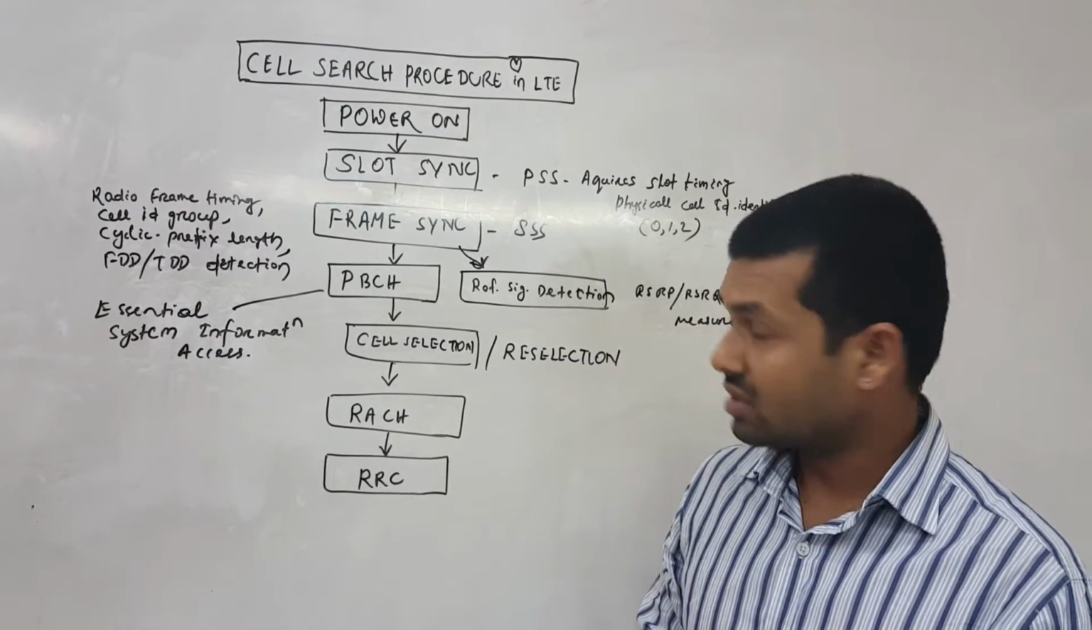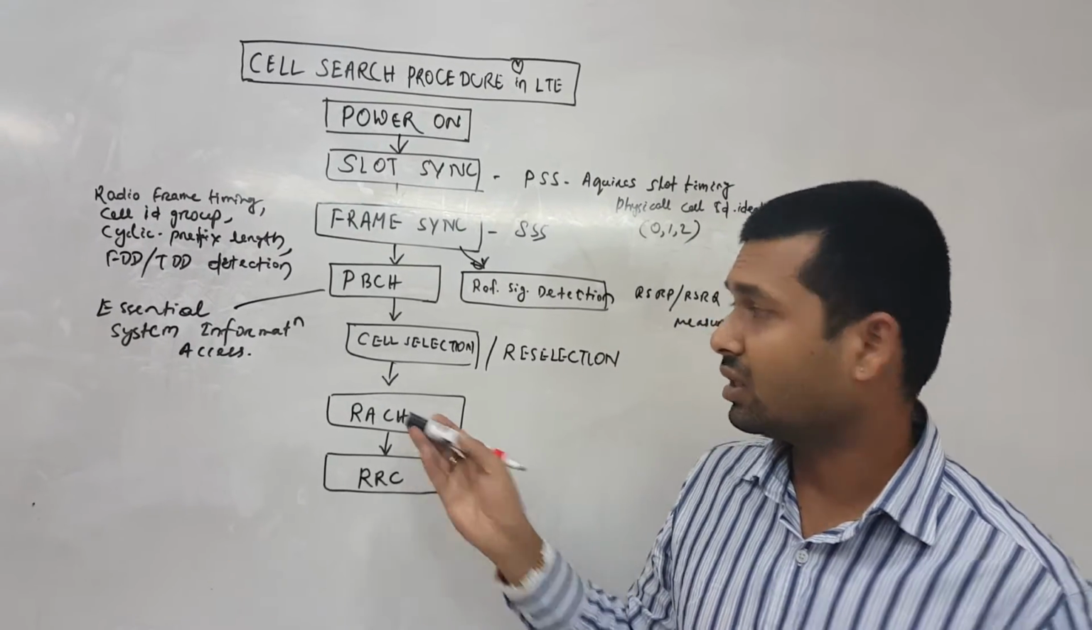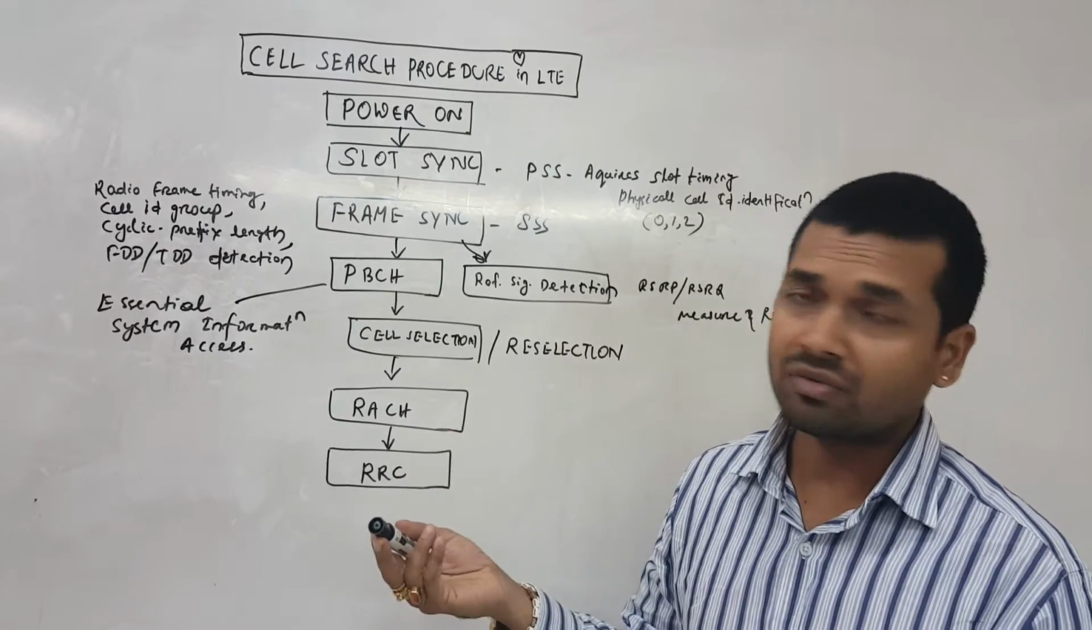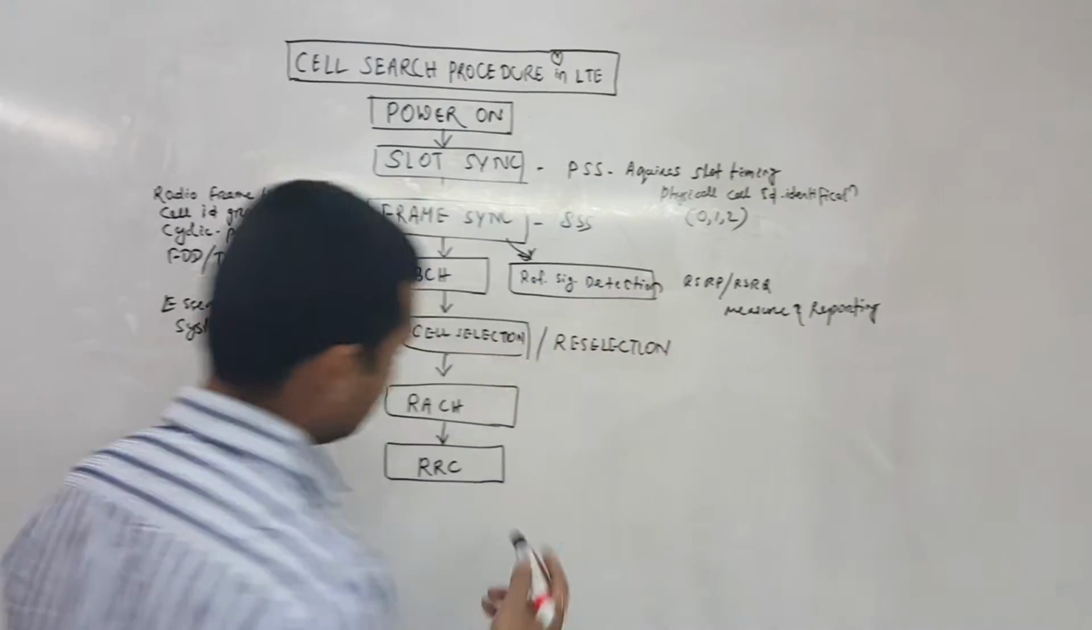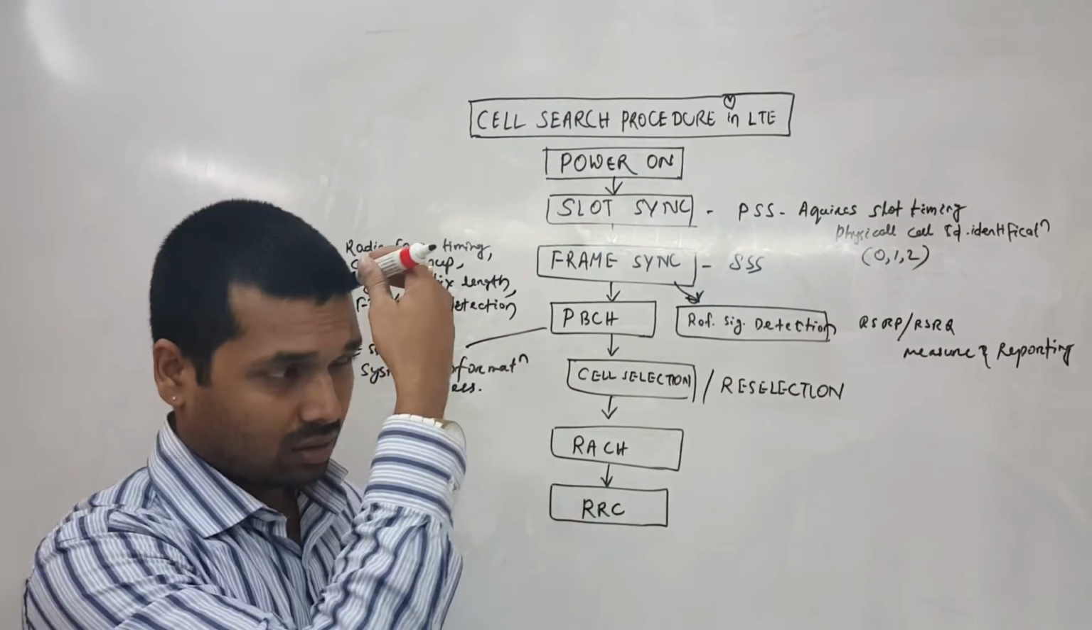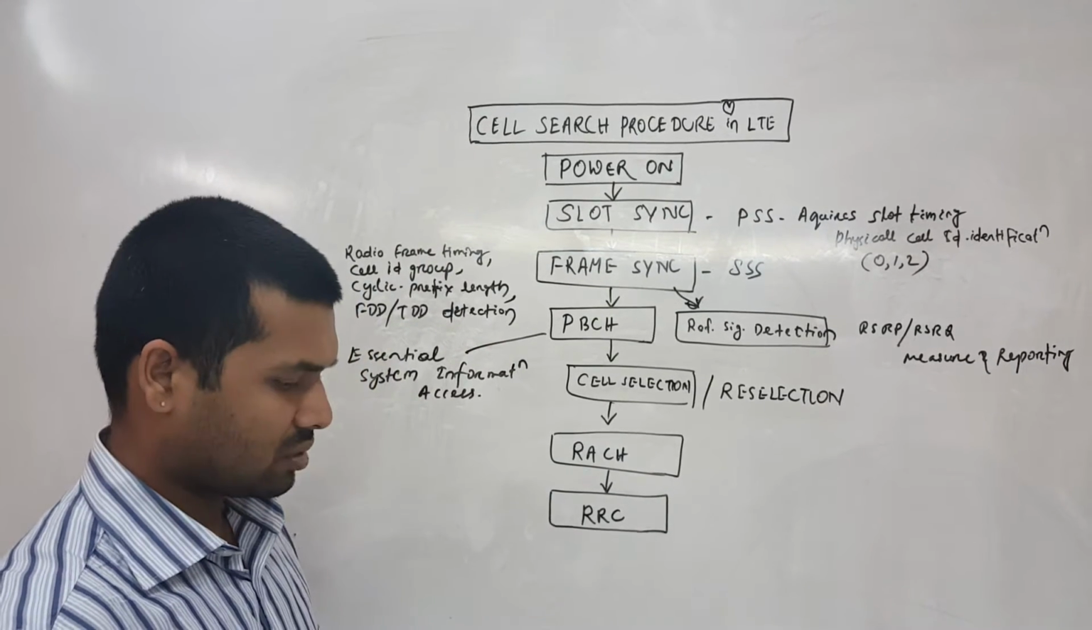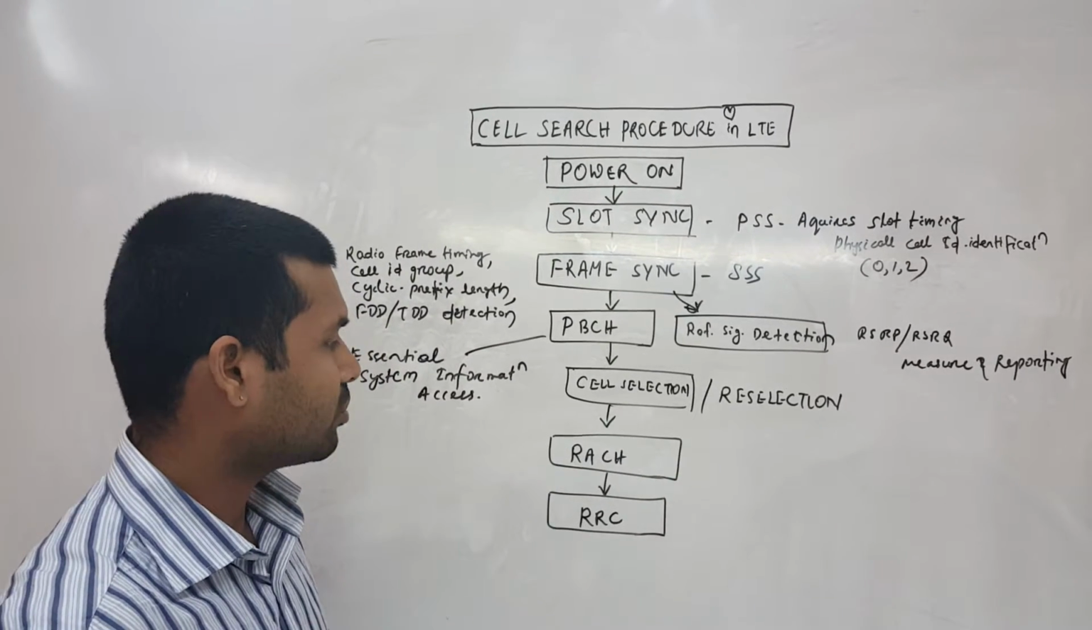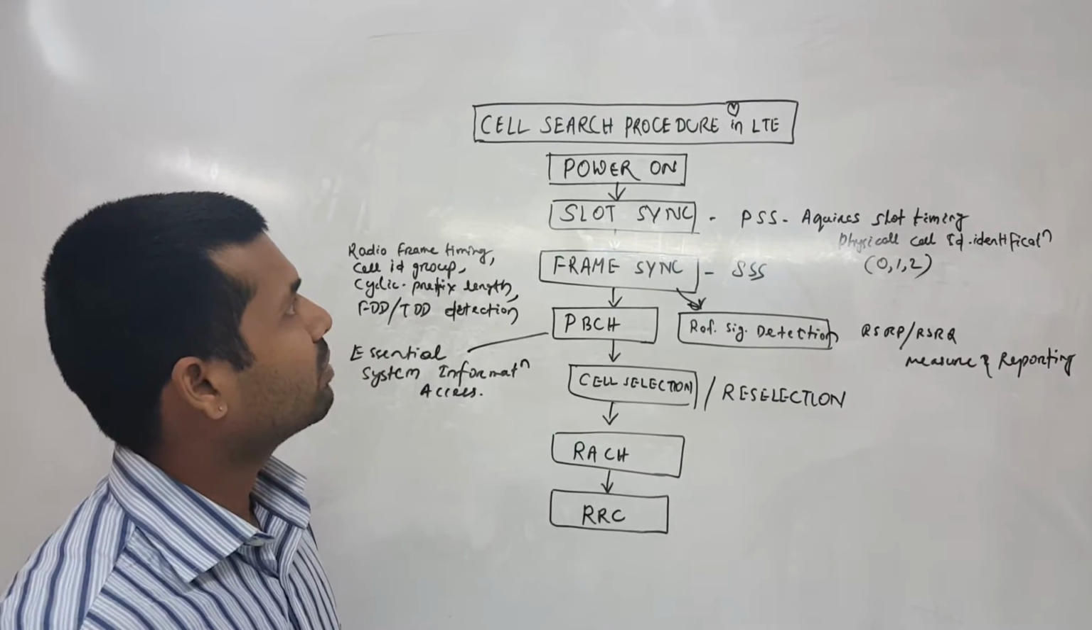Then we do cell selection, reselection. Then the RACH procedure for any kind of service request. Then we do the RRC request, like for any kind of service request or to start any kind of communication. So we'll go one by one.